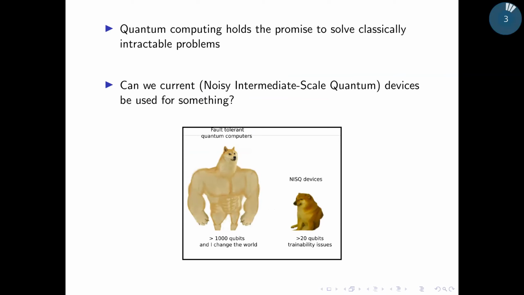We all know that quantum computing holds the promise to solve classically impossible problems. But the question is, what can we do now in the present with noisy intermediate-scale quantum devices? It is not very clear whether we will be able to use such devices to do something in the short term. For instance, there are a lot of trainability issues that the last talk was about.